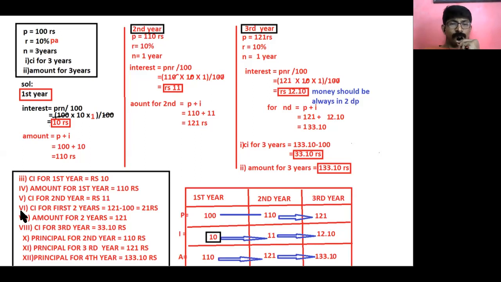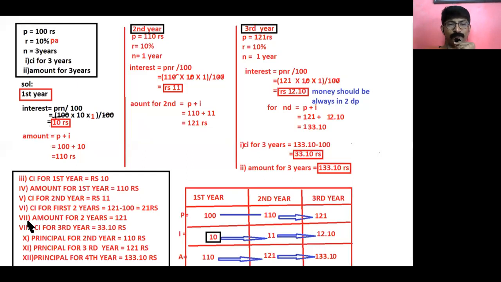Question number 6: CI for the first 2 years. What is the CI for the first 2 years? 10 plus 11 will become 21 rupees. Or else you can do amount for the 2 years minus principal, that is 121 minus 100. Again, that comes out to rupees 21. I hope you understood this sixth question also. Isn't it very simple? This is a very simple thing, guys. You just must understand what question the examiner is pinpointing to you. Let's move to question number 7. I hope you are writing.